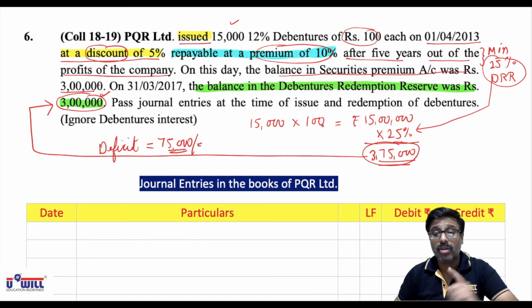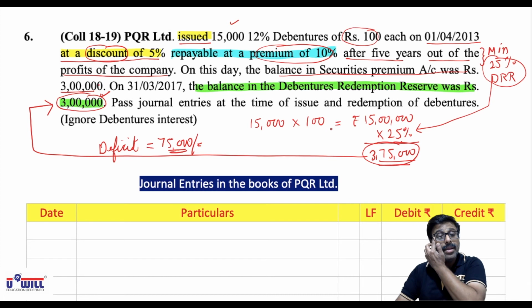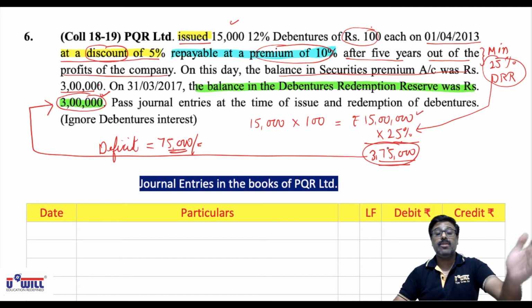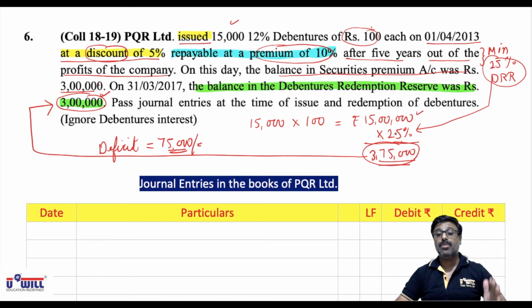Okay, I repeat it once again. If not clear, all of you can rewind and listen to it again. There are 15,000 debentures of rupees 100 each, means 15 lakhs is the face value. And just now what we studied, if you redeem out of the profits, then the condition of company's law is that minimum 25% amount must be transferred to debenture redemption reserve. So what is that? 15 lakhs, 25%, 3,75,000.